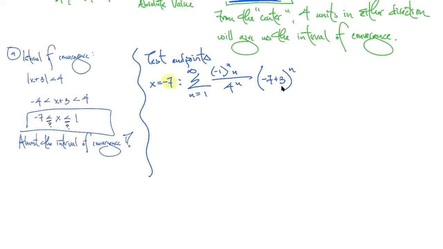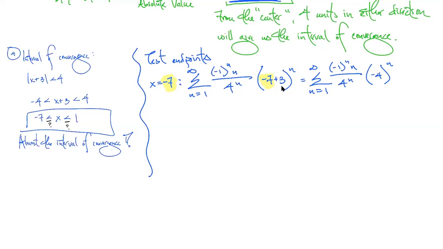So this -7 went in for the x. Okay. And now let's clean this up. So the sum from n equals 1 to infinity of -7 plus 3 gives us -4 to the n. So when I simplify that, -7 plus 3, I get -4 to the n.